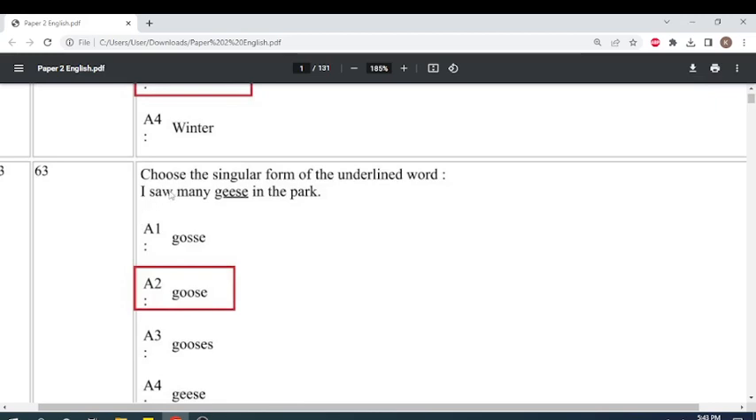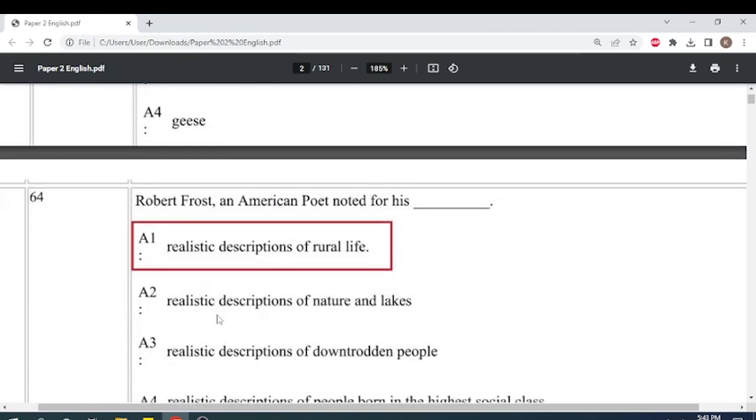63 question, choose the singular form of the underlined word, I saw many geese in the park. Answer, A2, goose. Question number 64, Robert Frost, an American poet noted for his, answer, realistic descriptions of rural life.